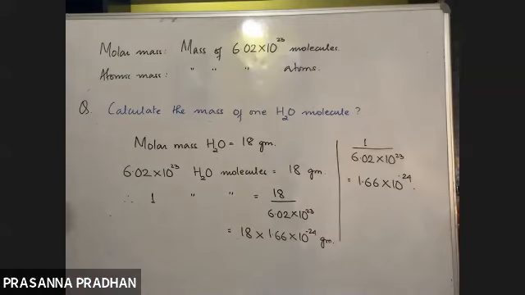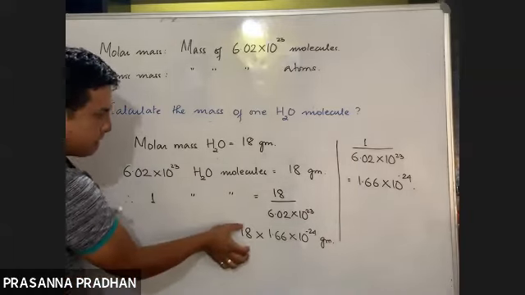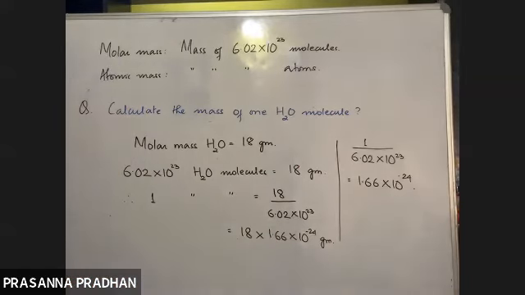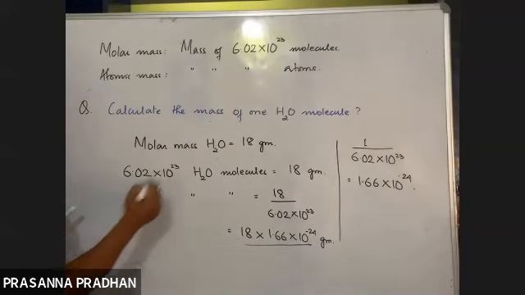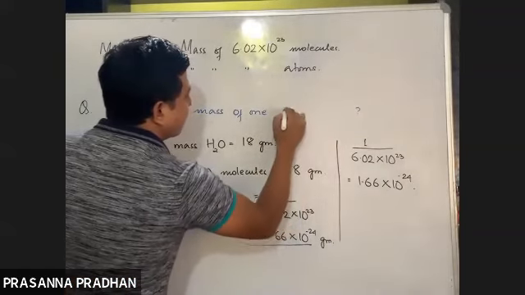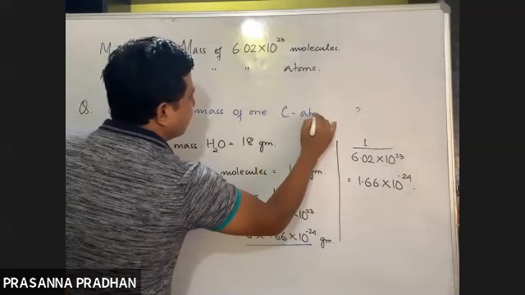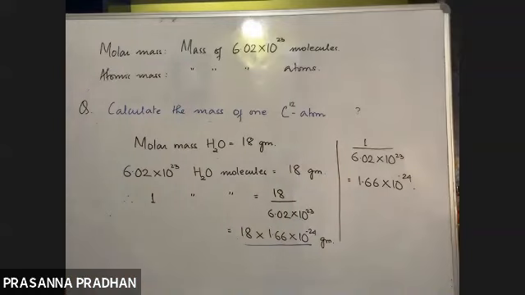So in order to calculate the mass of one water molecule, what did we do? We multiplied 18 by this particular number. So let me switch to the next problem now. Calculate the mass of one carbon atom. Carbon 12. Calculate the mass of one carbon 12 atom.